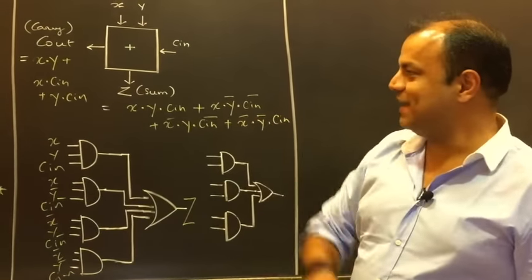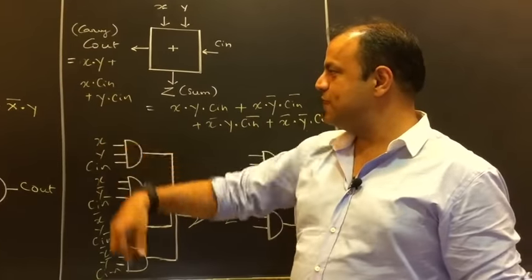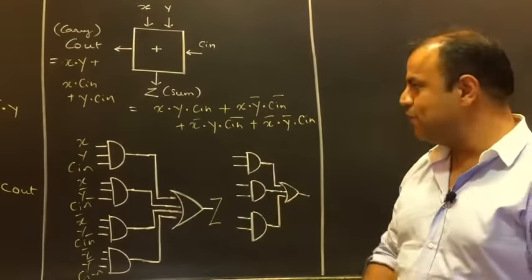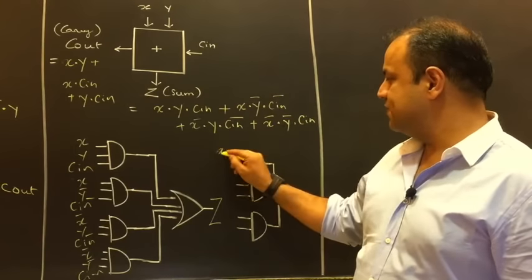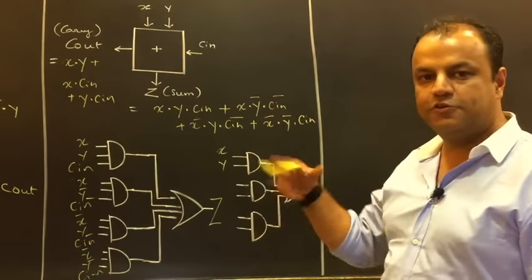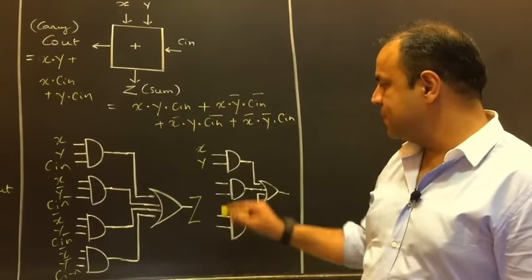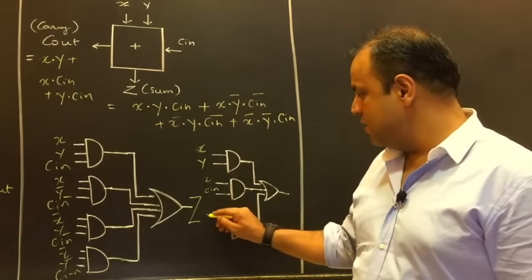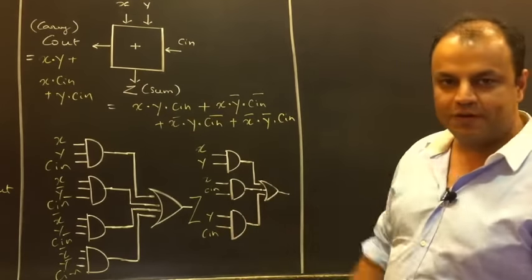And for your carry, 2 input AND gate, 2 input AND gate, 2 input AND gate combined using OR gate. Your first gate is X, Y. Both of them are 1, irrespective of Cin, you will get a carry. X and Cin are 1, irrespective of Y, you will get a carry. Y and Cin are 1, irrespective of X, you will get a carry.